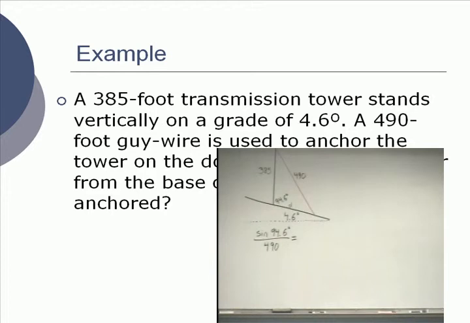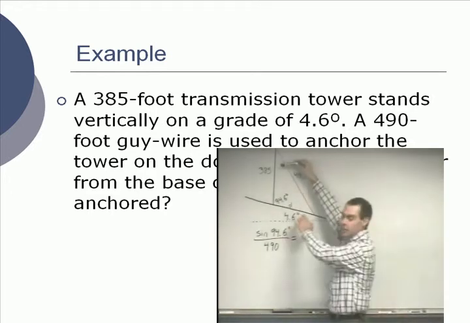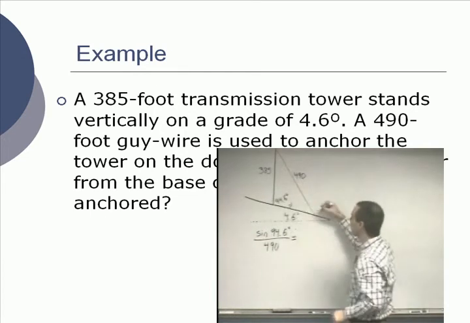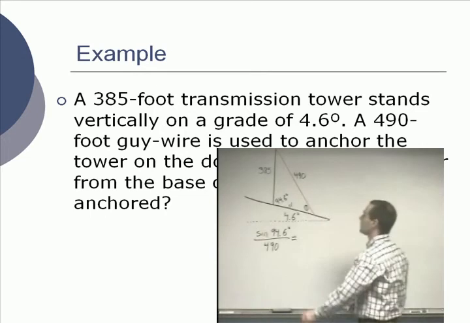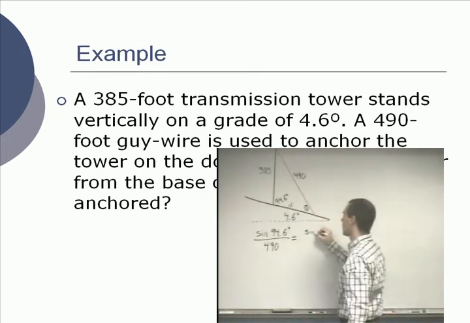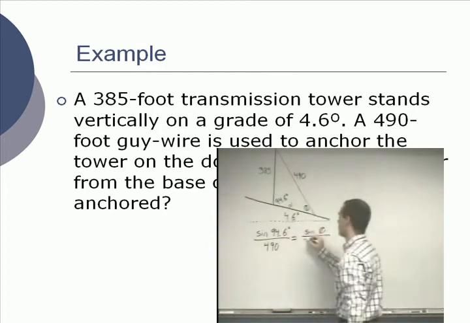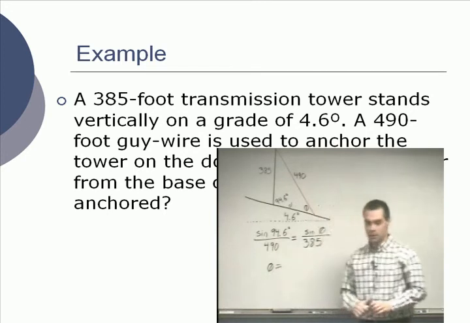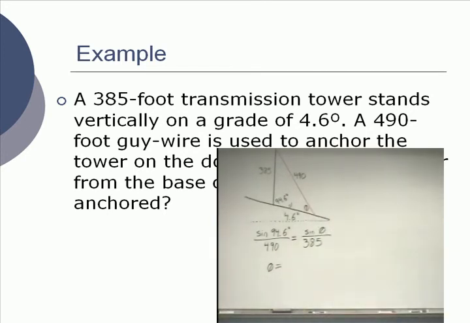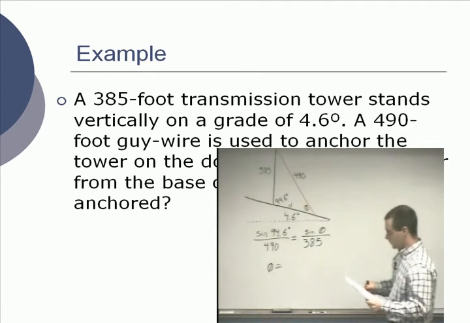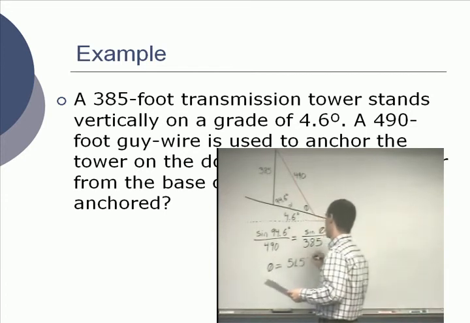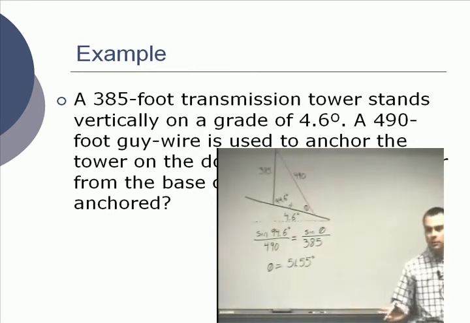Even though it's D that we're looking for, we don't know the opposite angle. If we knew this angle, then we could solve for D, but we don't know either of these two, so we can't jump to this pair yet. We have to work with this pair of opposites. So let's call this angle down here theta. We do know that this will be the sine of theta over 385. Solve that, and you'll find that theta is 51.55 degrees.